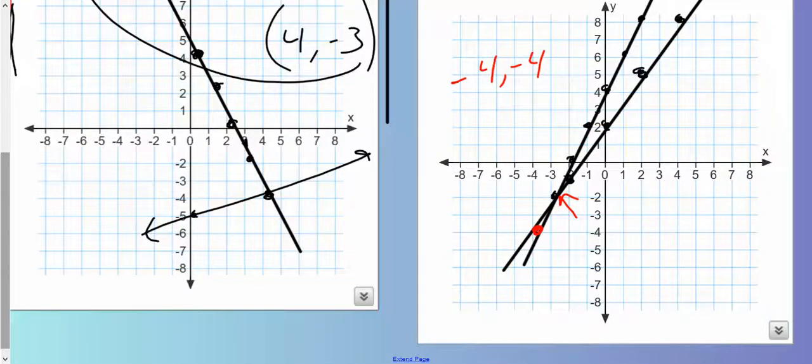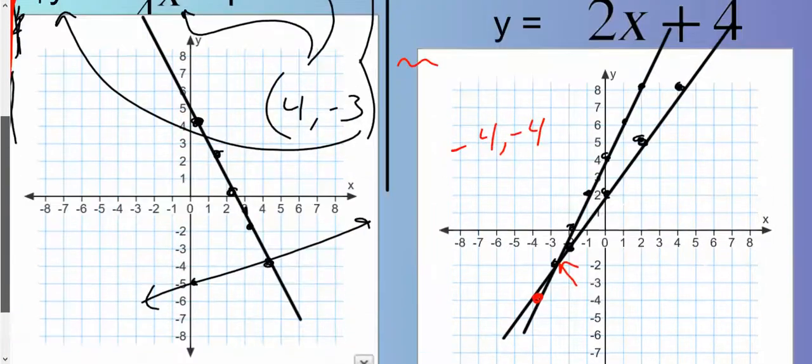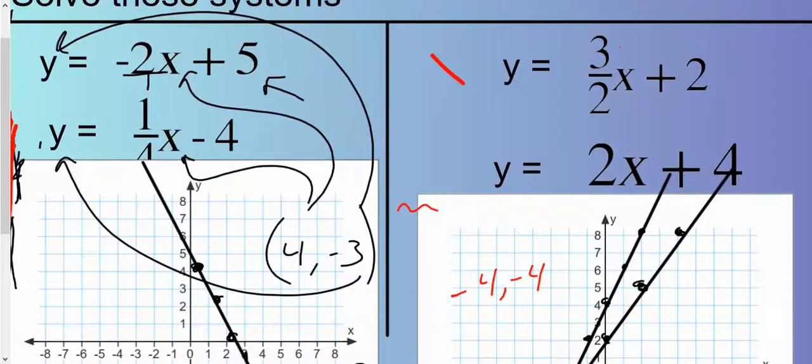I believe that should be it. And if it's not, I'm remaking this video. So, all right, plug in -4 right here. That's -3/2 times -4, which is going to give me -6 plus 2 equals -4. So that one works.